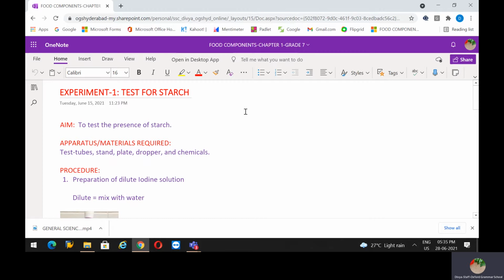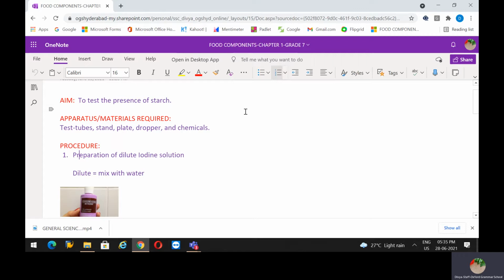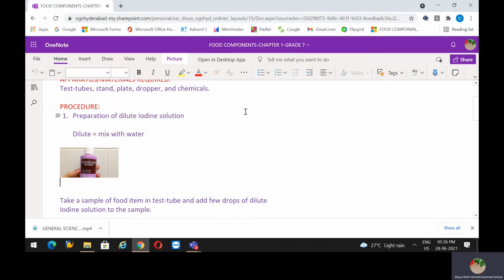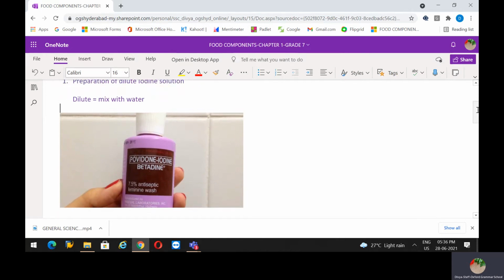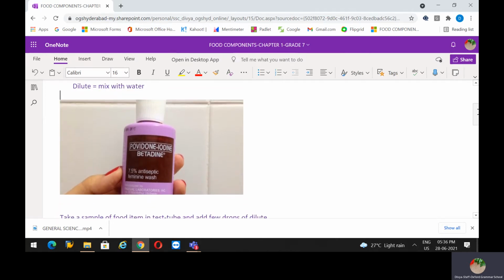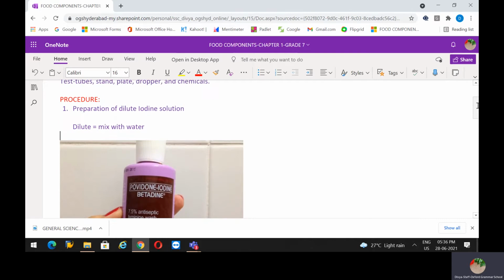So what is the aim of the experiment? To test the presence of starch. What are the apparatus required? Test tube, stand, plate, dropper and chemicals. And the procedure: preparation of dilute iodine solution. Dilution is nothing but mixing with water. See, children, so we need preparation of dilute iodine solution. This is the iodine solution, isn't it? It is also sold as betadine. Even we can use that. So we have diluted the iodine solution.